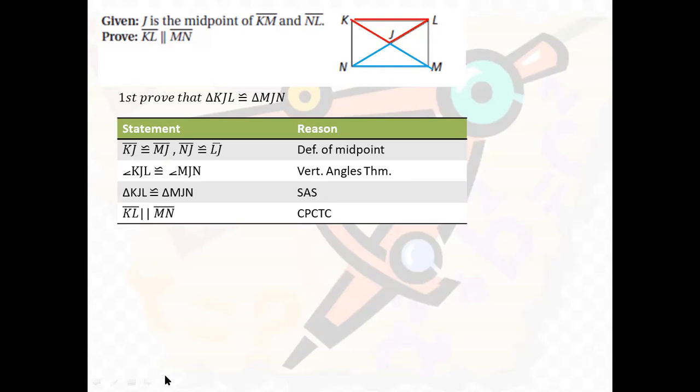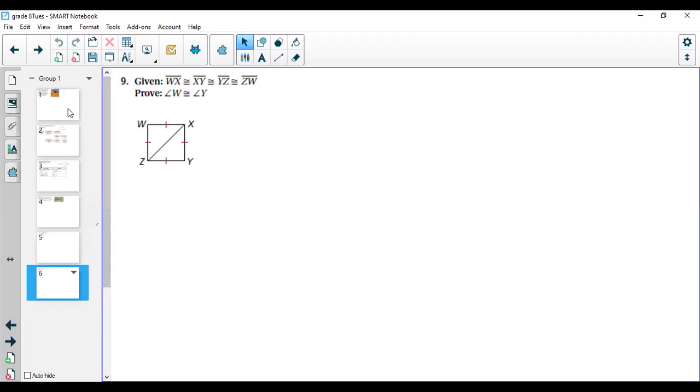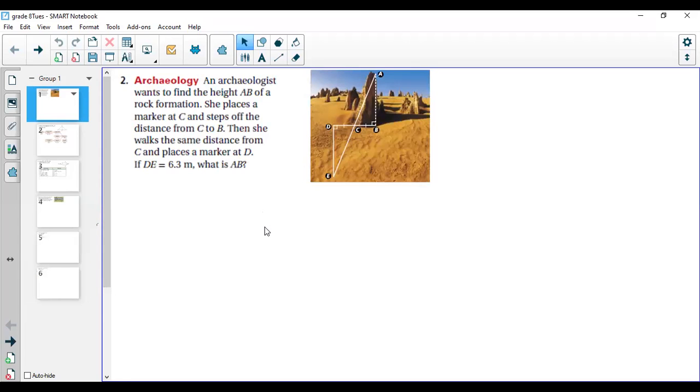So let's try out some questions so that your doubts will be cleared as well, right? Okay. So question number 2, here they are saying, an archaeologist wants to find the height of AB. Okay, let's first.